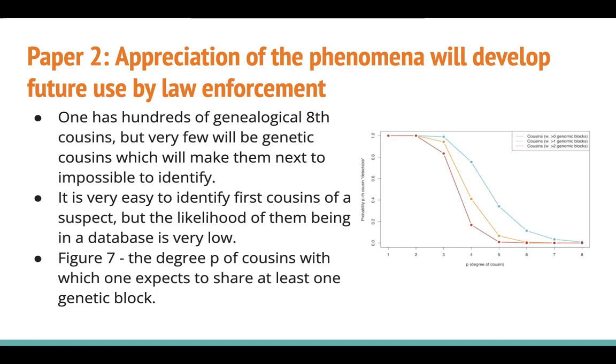Figure 7 depicts the degree P of cousins, which one expects to share at least one genetic block with. And as you can see, there's a sharp decrease as the degree of relatedness increases. If one shares one genetic block, there's not going to be much that leads to identification. But if you have 3 or more shared genetic blocks, that can be considered a sharp lead.